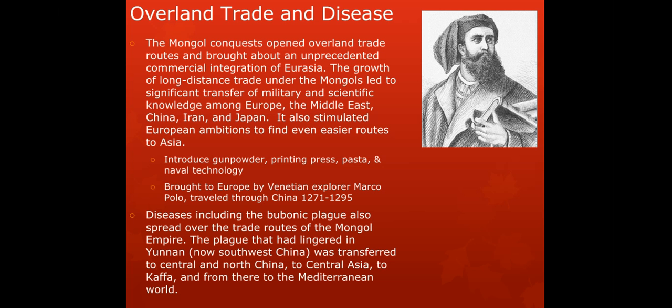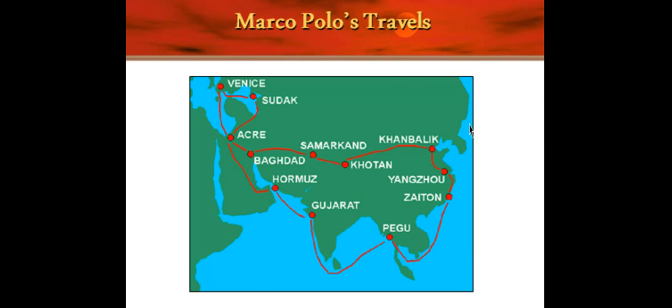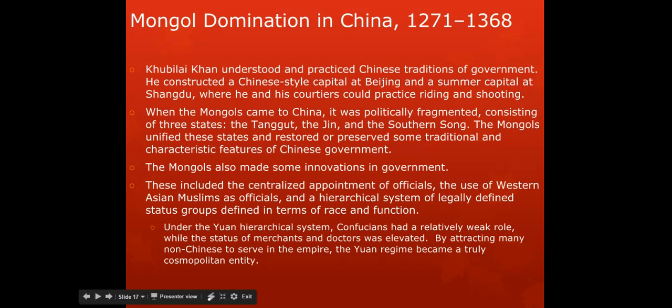Unfortunately, diseases such as the bubonic plague spread over the trade routes originated in the Mongol Empire. The plague that lingered in southwest China was transferred to central and north China, and then eventually, because of trading, to the Mediterranean world, from the Mediterranean to the rest of Europe. So take a look at Marco Polo's travels. Very impressive.